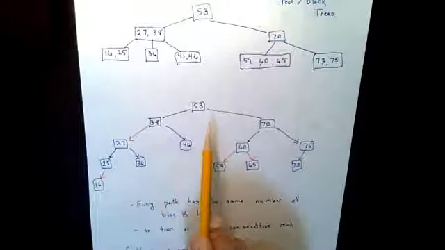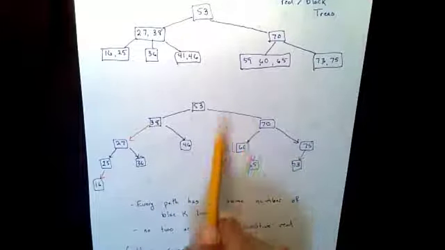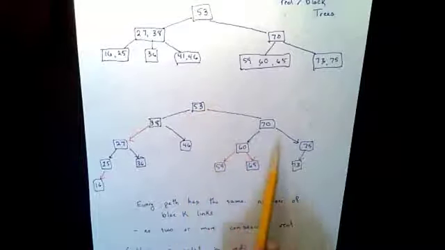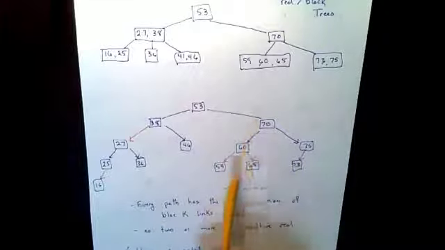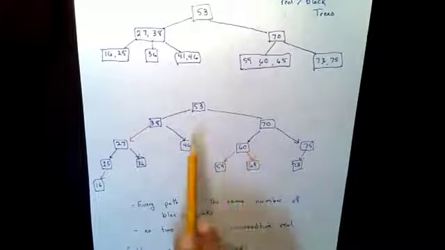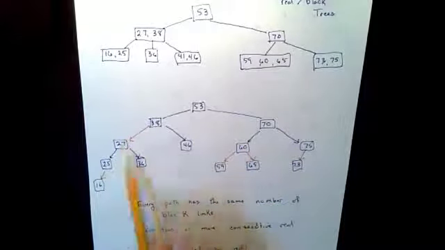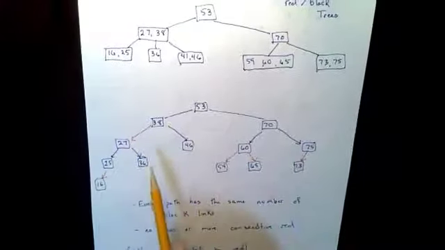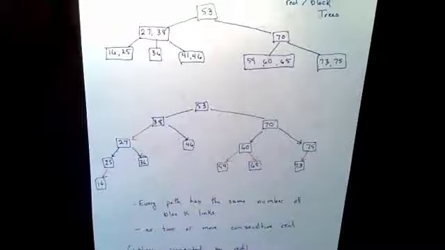Every path, see here we have blacks in a row. That's okay, as long as from every root to a leaf, there's two blacks. There's two blacks. There's two blacks. Two. Yep, they all have two blacks. And there are no two reds in a row.